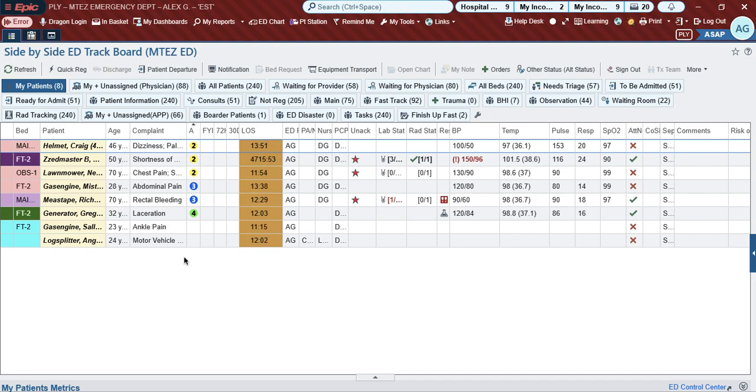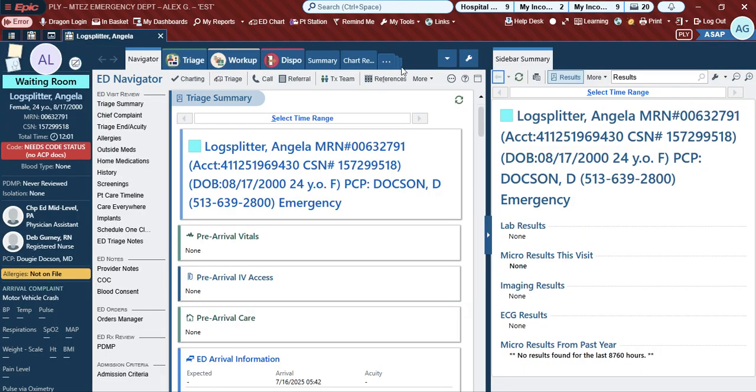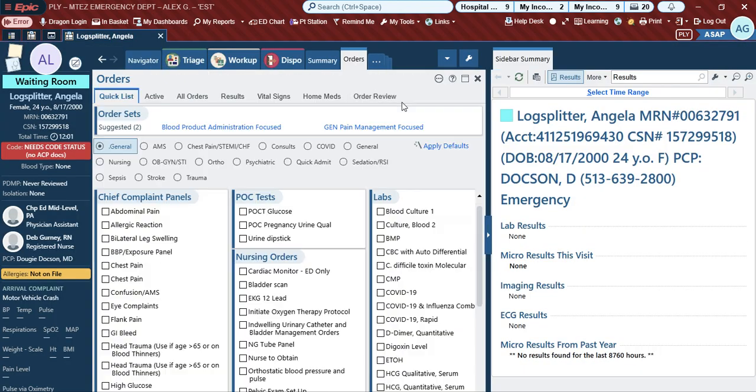I've been asked to address CT scans versus CTs with contrast versus CTAs. How do we know when to do what? What does that look like? So let me show you. So generally speaking, go to the orders tab here.